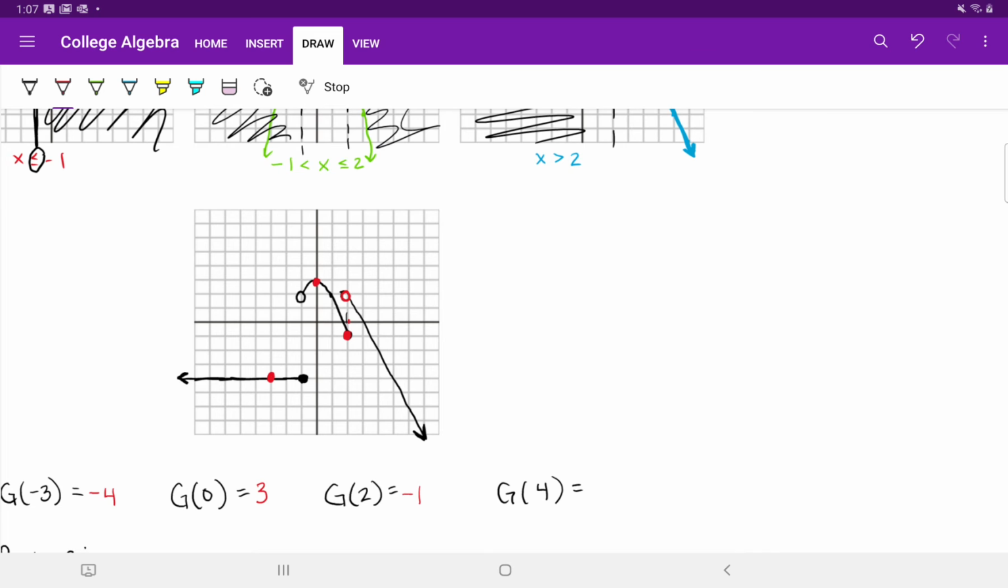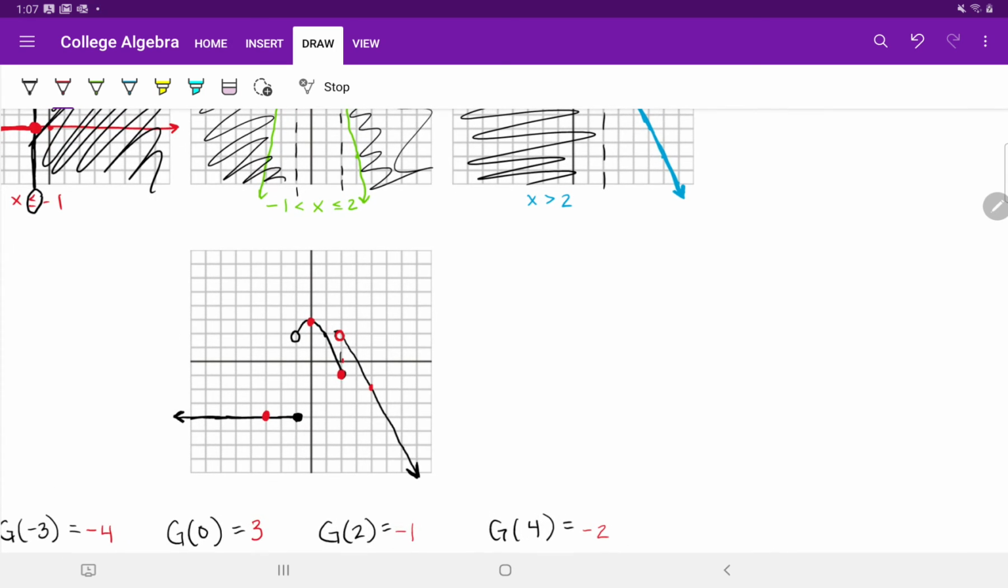All right, last one of this type, we're looking for g of 4. So we're plugging 4 in for x, 1, 2, 3, 4. When we do that, our y value is -2. Pretty easy to see from the graph if your graph is correct.